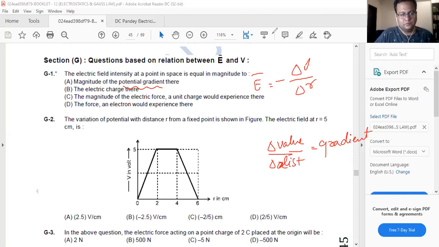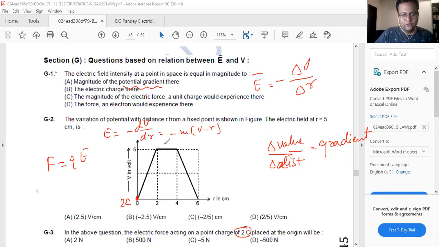Next. Any doubts, G2, G3? G3. Okay. In G3, we have to find the force on the 2 coulomb charge placed at the origin. If you place a 2 coulomb charge at the origin, the force will be Q into E, and electric field can be written as minus of dV by dr. So it is the negative of the slope of a V-R graph.